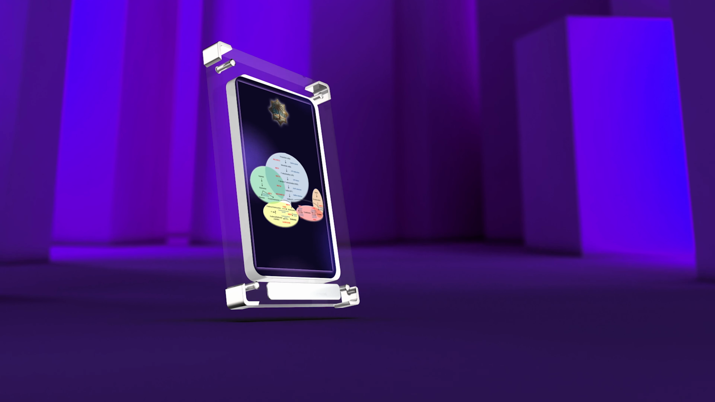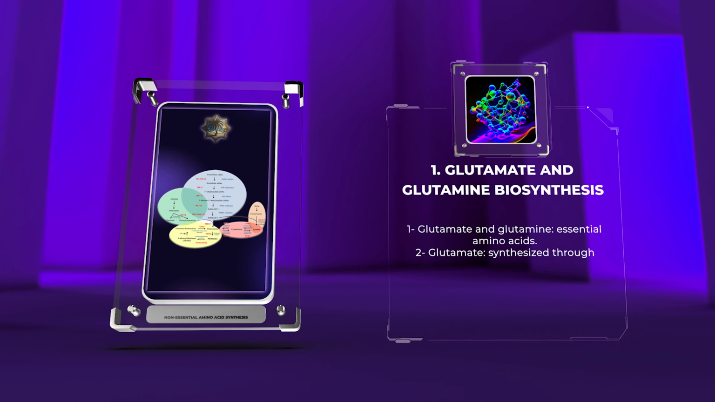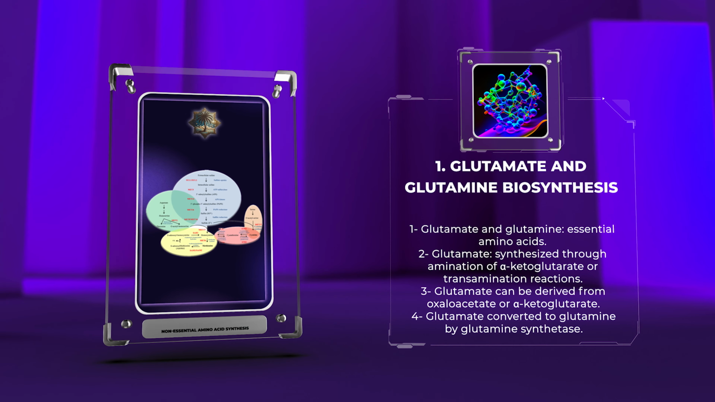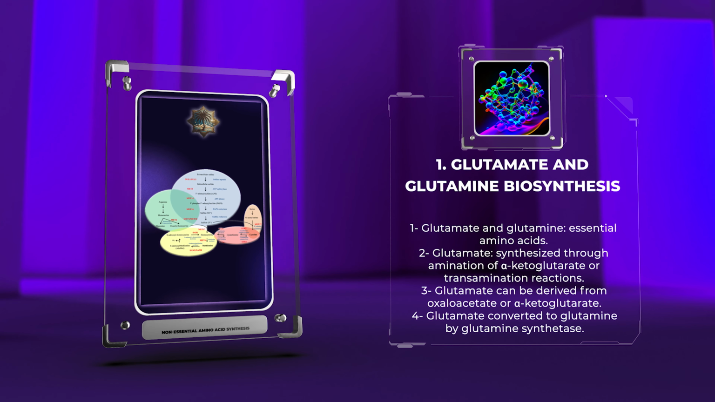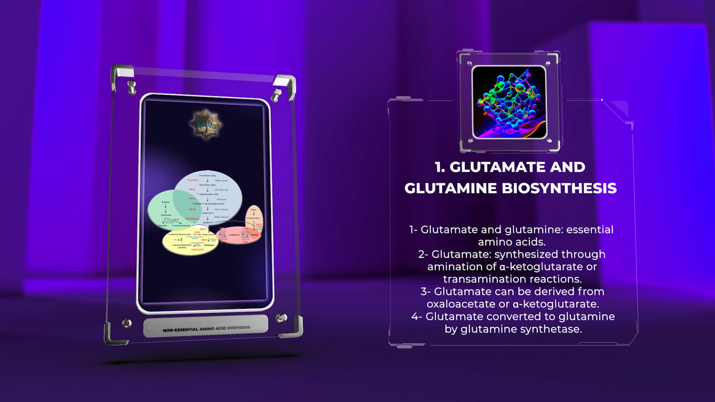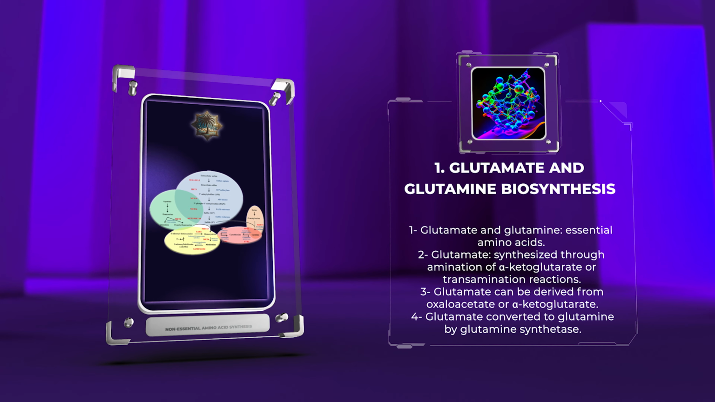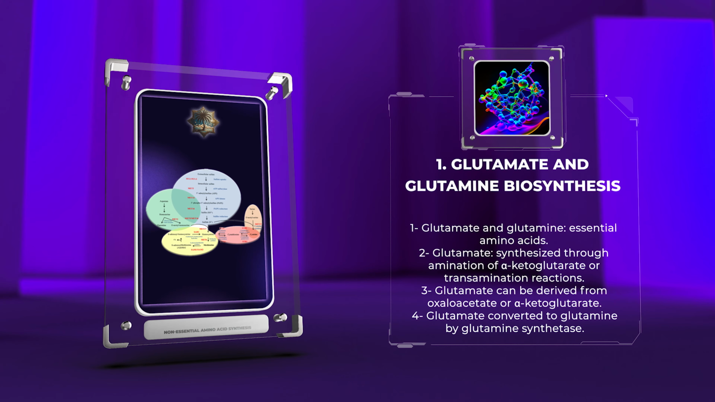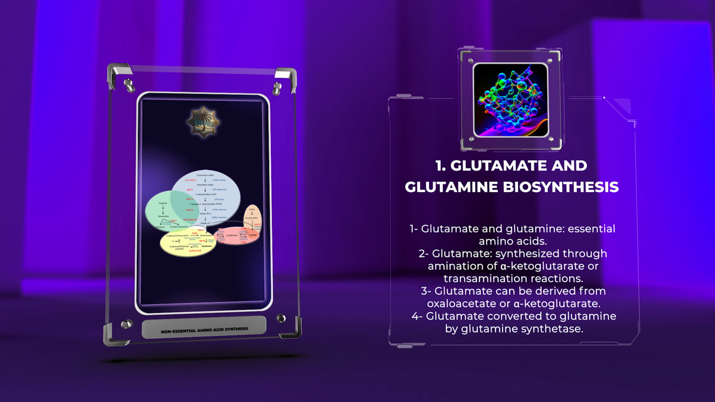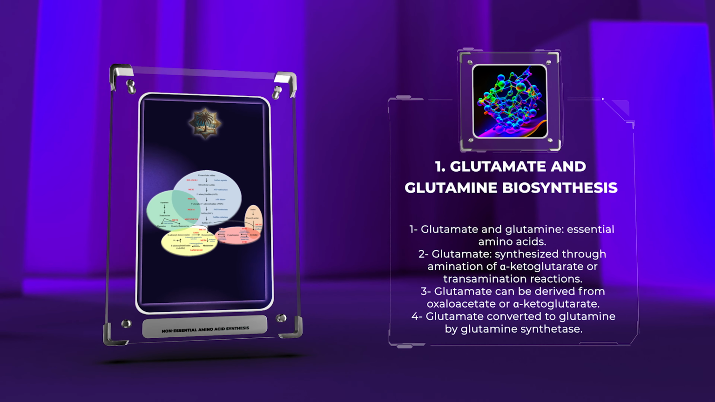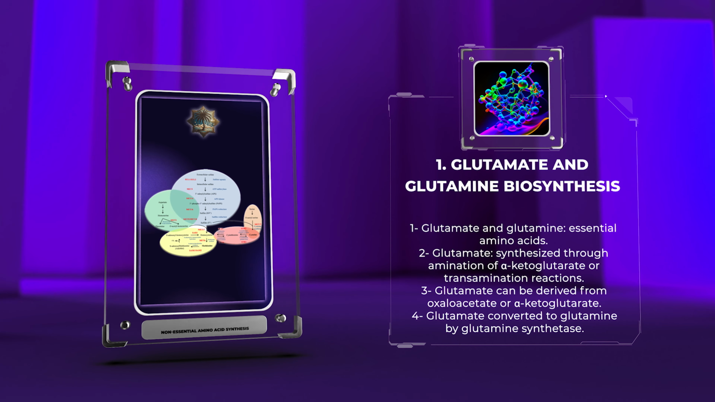Glutamate and glutamine are essential amino acids that play pivotal roles in various biochemical reactions within our bodies. Glutamate is synthesized through the amination of alpha-ketoglutarate by glutamate dehydrogenase or by transamination reactions involving different amino acids. Additionally, glutamate can be derived from oxaloacetate through malate dehydrogenase or directly through the oxidative decarboxylation of alpha-ketoglutarate by the alpha-ketoglutarate dehydrogenase complex. Furthermore, glutamate is converted to glutamine by the enzyme glutamine synthetase. This conversion incorporates ammonia, which is captured in a high-energy bond, yielding glutamine.